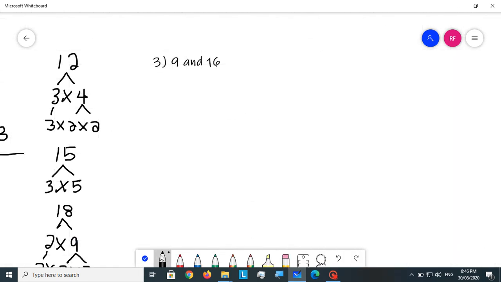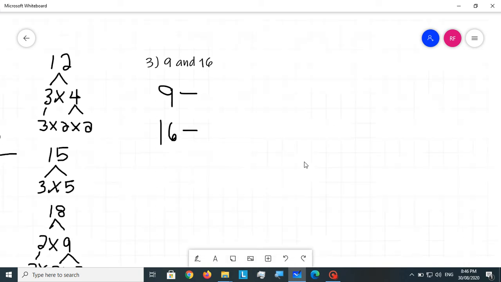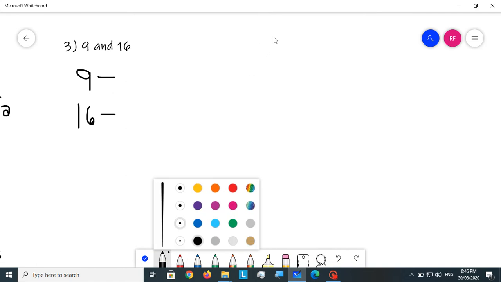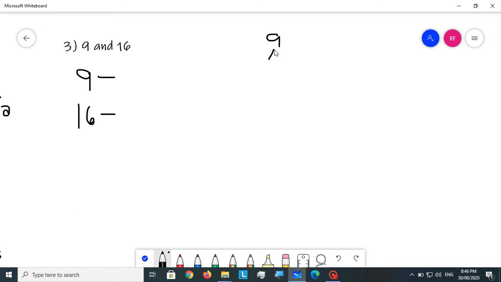Here 9 and 16. Okay, let us use the prime factorization method. Sorry about what happened. 9 here would be 3 times 3, so write it here, 3 and 3. Then 16 can have 4 times 4.